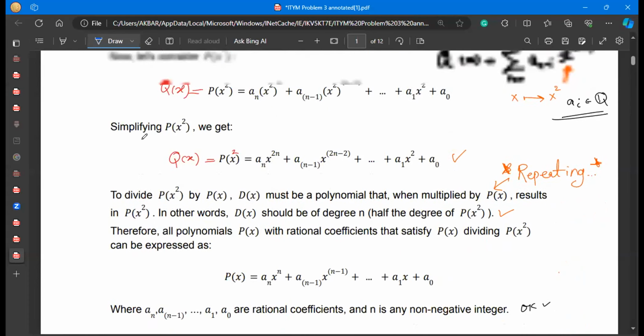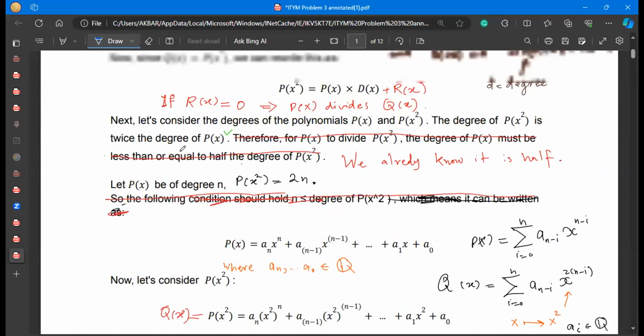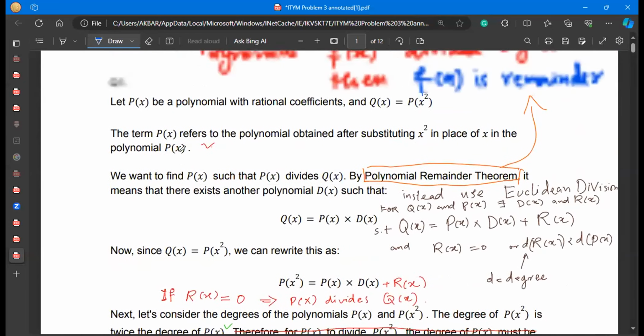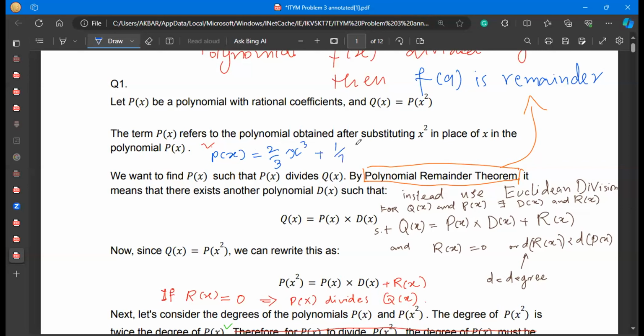So let me go through this paper that you have done. The first thing is: let p of x be a polynomial with rational coefficients. It means that I can write p of x as, for example, a rational number times x to some power, let's say x^3 plus 1/7 x^2 plus 5. This is just an example. So I have polynomials of this type.